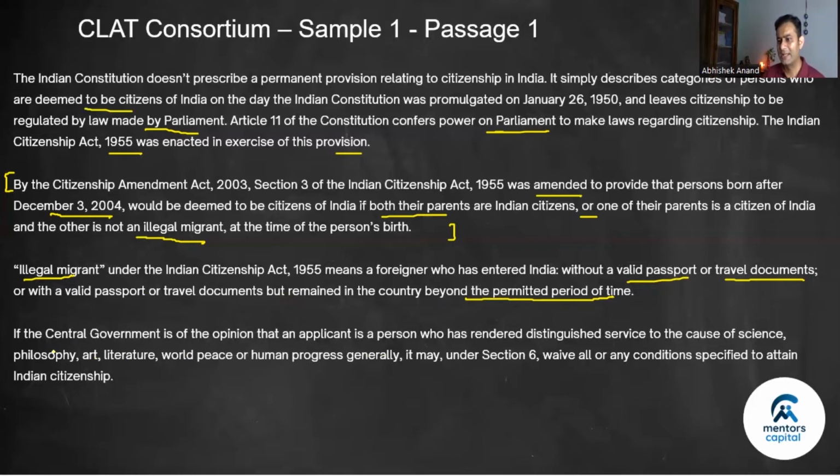Okay, last one. If the central government is of the opinion that an applicant is a person who has rendered distinguished service to the cause of science, philosophy, art, literature, so basically one, two, three, four, world peace or human progress generally, it may under section waive all or any conditions specified to attain Indian citizenship. Here it is given that it is not permanent, the laws could change. This is giving you one exception or one reason by which you can change citizenship and give a person citizenship.